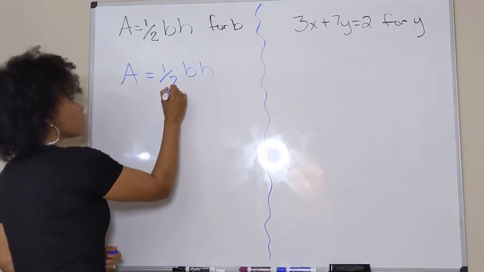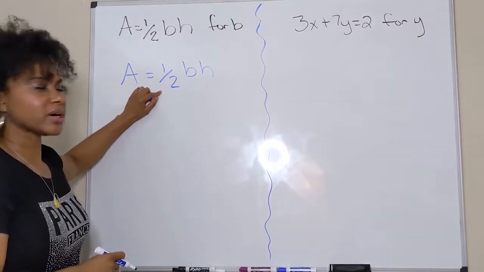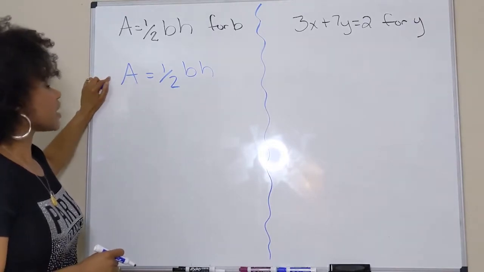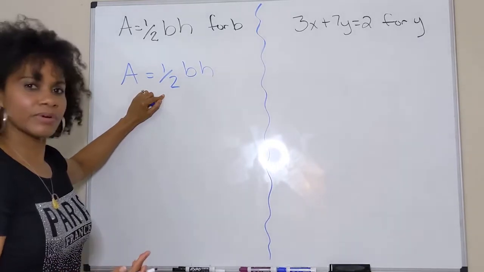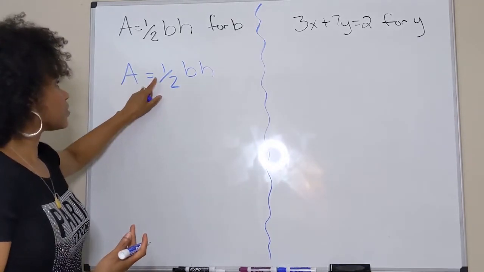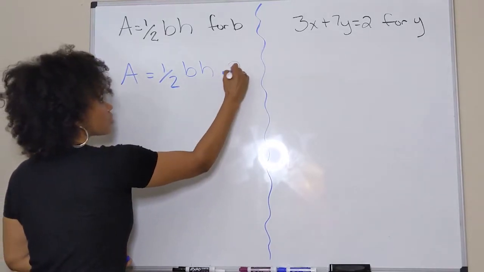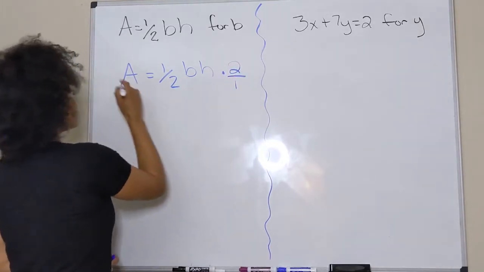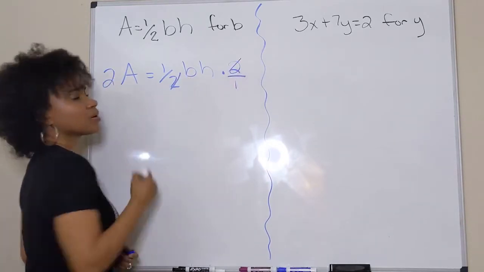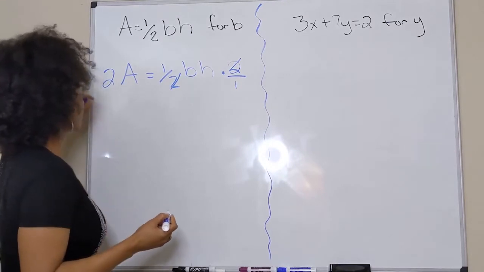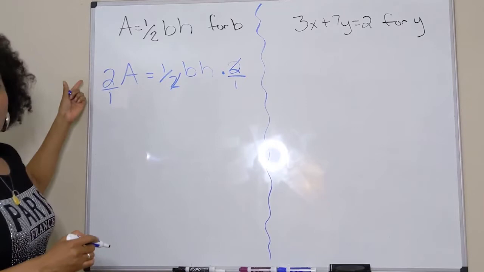Okay. So the first thing I want to do is I want to get rid of this fraction. All right. I want to move it to the other side. And the way I do that is by multiplying by the reciprocal of 1/2. So the reciprocal of 1/2 is 2/1 or just 2. Either one. All right. And it is going to cancel out on my right hand side. And if I multiply 2/1 times a, I just get 2a/1.